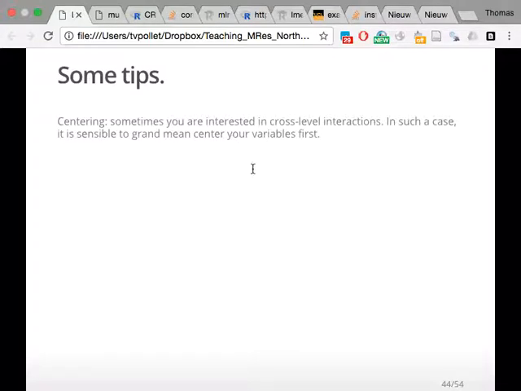Some tips. So, centering. Most of the time it makes good sense to center your variables to make them more interpretable. And if you're interested in cross-level interactions, you might recall, for ANOVA and for some other things in the exercises, that you centered your variables before doing the analysis. And that's to make them interpretable.